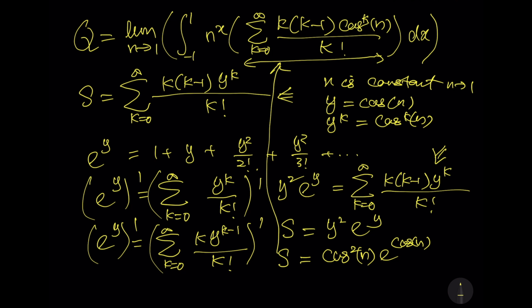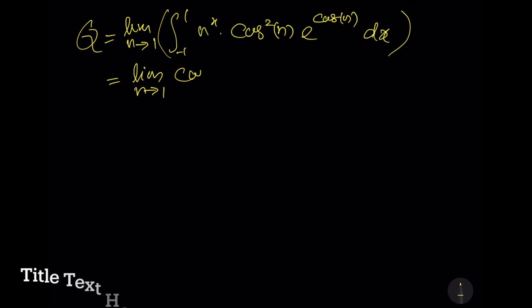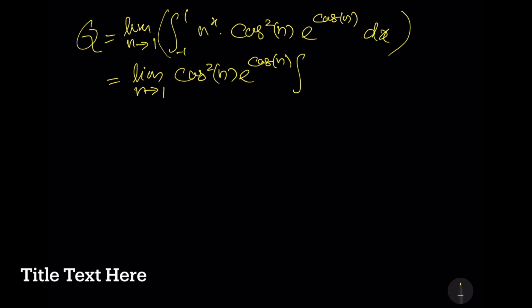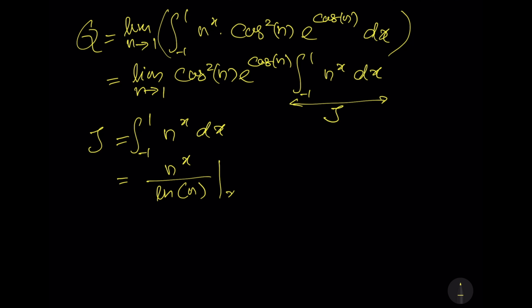Put the s we found back to original question q. This is q with the s we found just now. We can rewrite q equals to limits n goes to 1, cosine square n multiply e power cosine n, and then integral negative 1 to 1 n power x dx. Label the integration part as j. I think we can solve j easily, which is equals to n power x divided by natural log n for x equals to negative 1 and x equals to 1.